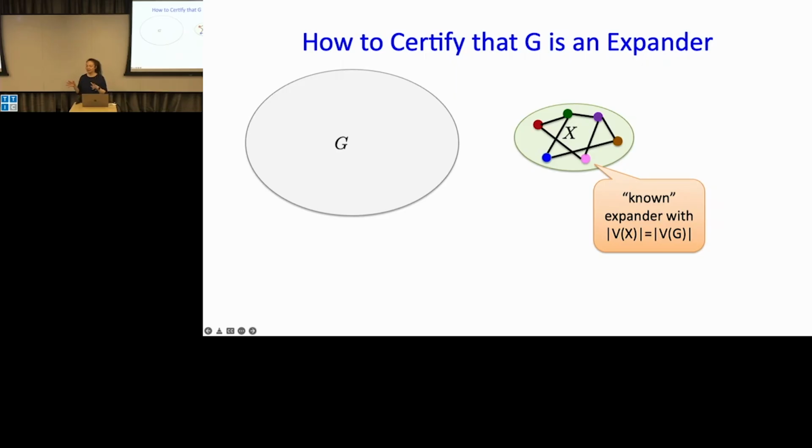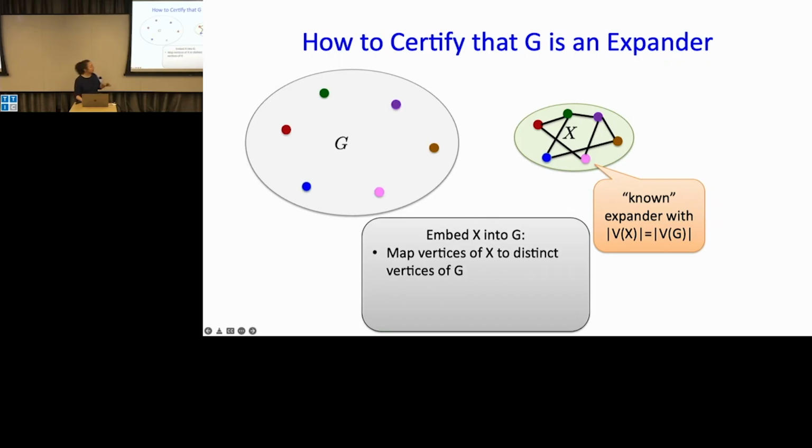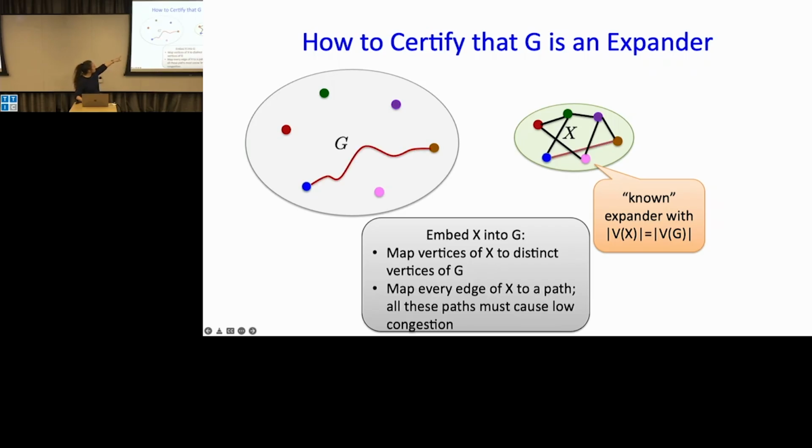I can build another graph on the same number of vertices, which is known to be an expander. For example, I can use an existing construction, or I can specifically construct it so that it is an expander. And then I can try to embed it into G by mapping every vertex of this graph to a distinct vertex in G, and every edge to a path connecting the correct endpoints of the edge. So this is the right edge, the right path.